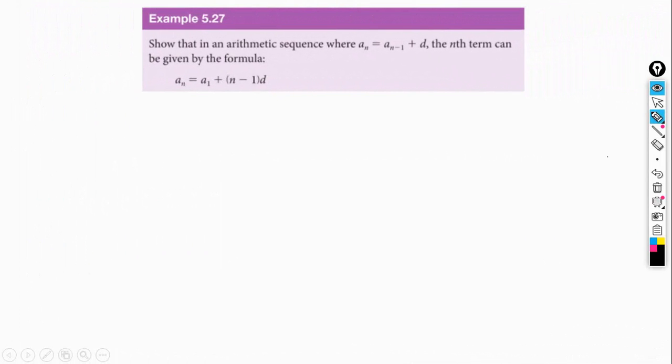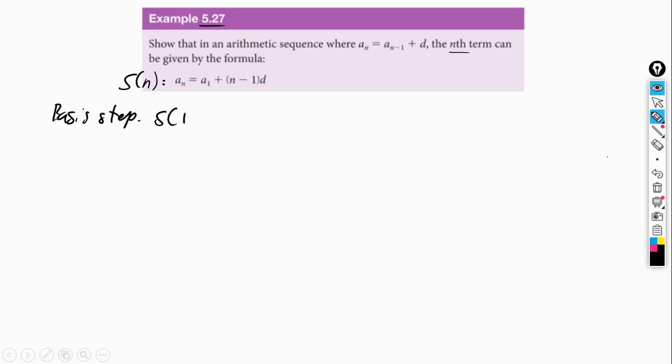So next we have example 5.27, and it says, show that in an arithmetic sequence where a sub n is equal to a sub n minus 1 plus d, the nth term can be given by this formula. So this would be our statement right here. And then we start with the basis step, or step 1. The basis step here will be testing for n equals 1.